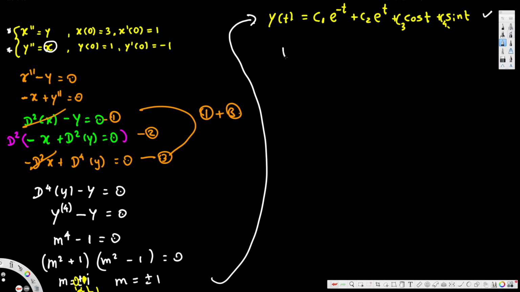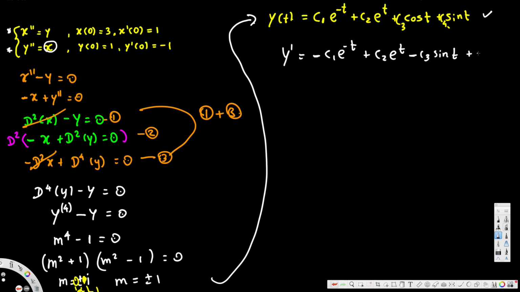Okay, let's take the first derivative, y prime. That's going to be negative c1 e to the power negative t, because if you take the derivative, the negative multiplies in front, and then c2 e to the power t remains the same if you take the derivative. And then cos becomes negative sin, so minus c3 sin t. And if you take the derivative of sine, that's going to become cos, so this is going to be c4 cos t. Now this is the first derivative. Here we know that x is equal to the y second derivative, so we have to take the derivative again.